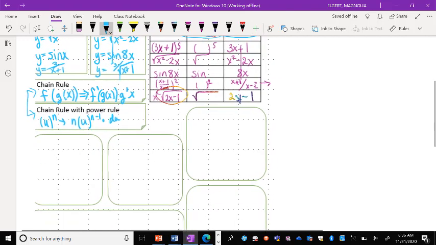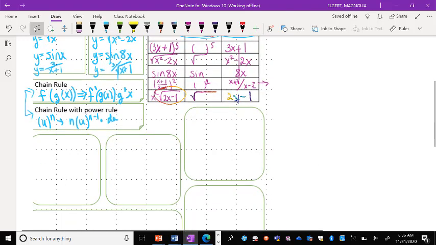All right, so let's try one. I'm going to do a couple of these. I'll also show you one where we move it. So let's start with just that 3x plus 1 to the 5th. So y equals 3x plus 1 to the 5th.